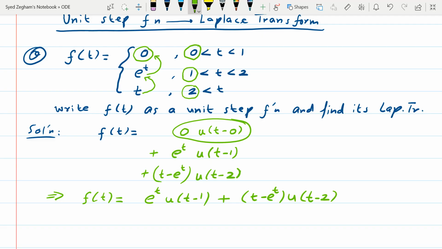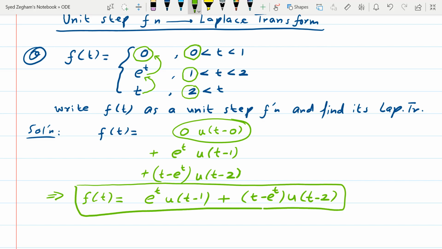So first part of the question we have done. What is the first part? Write f(t) as a unit step function, and we have successfully written it as a unit step function. Okay, done. Now let us go to the second part. After writing it as a unit step function, we will find its Laplace transform.